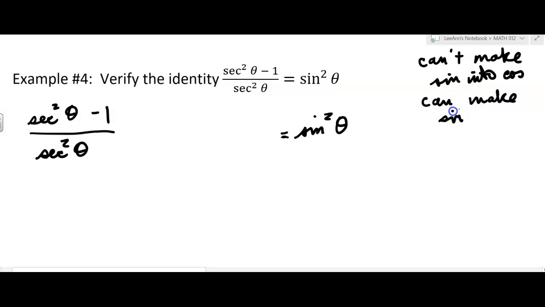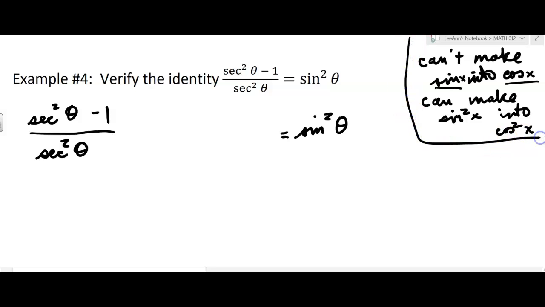You can make sine squared, you know, and I just broke my rule that I said that should be sine x and cosine x. You can make sine squared x into cosine squared x. So if sine squared and cosine squared are squared, then you can work with that, because we can use the Pythagorean identity. But if it's just a sine x and you're trying to turn it into a cosine x, no, you can't do that, okay? So remember that.